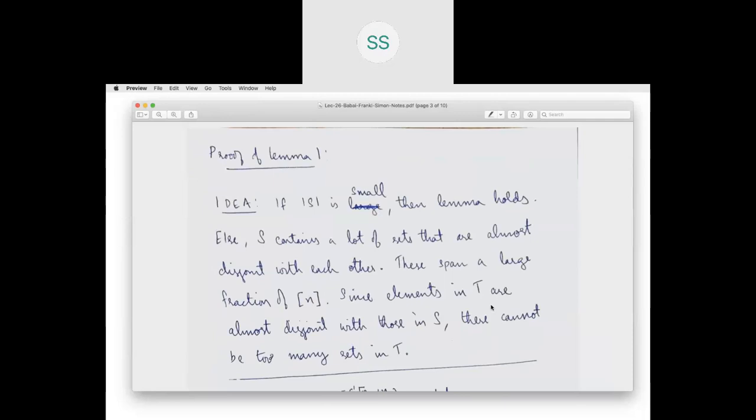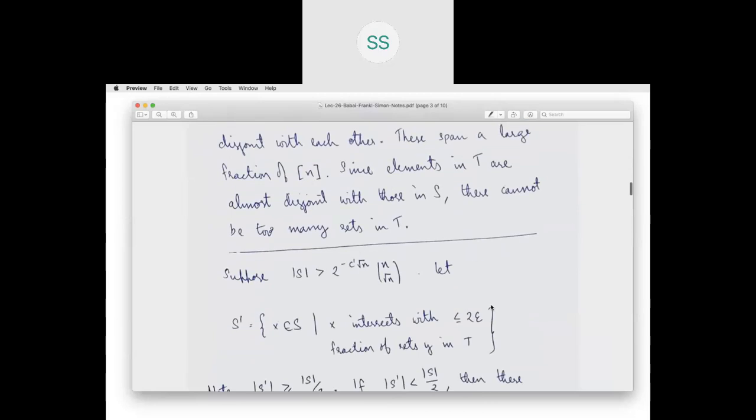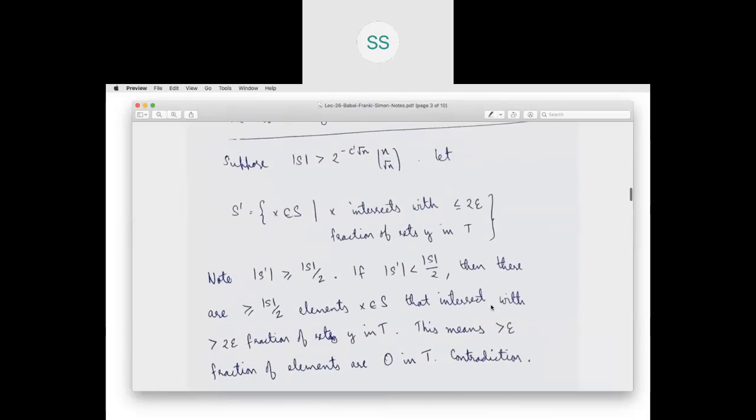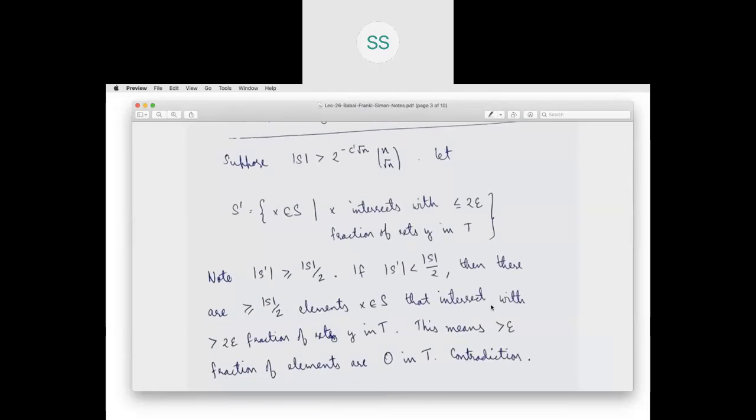So if S is large, the span of S is going to be large. So not many elements are going to be available to choose for T. So the number of sets in T are also going to be small. That's the idea. Okay, so that's the intuition. Let's go on with the proof.